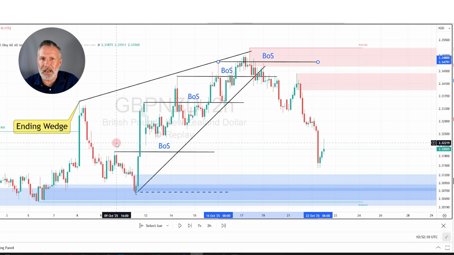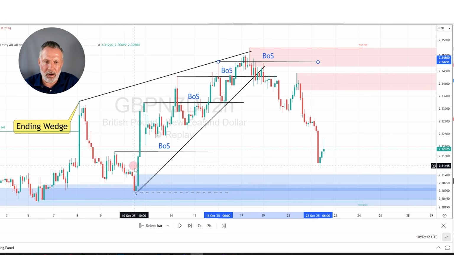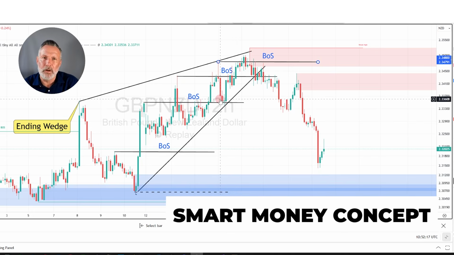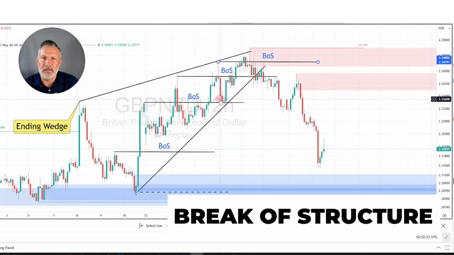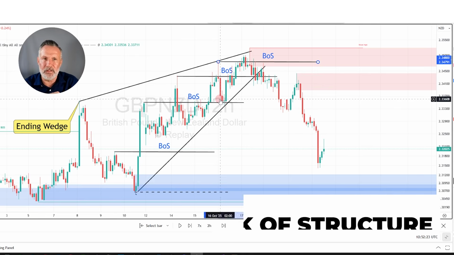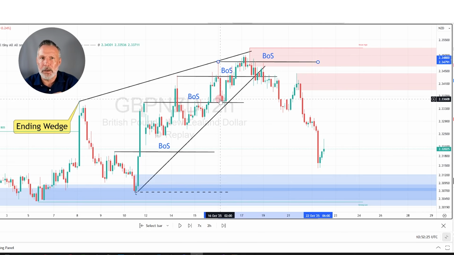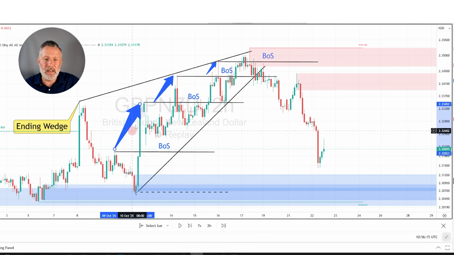So the basics of an uptrend are higher highs and higher lows. The smart money concept, or SMC, defines each move higher as a break of structure. This is denoted by a line and an abbreviation of BOS on the chart. We can see that with every move higher, the rallies are getting shorter.